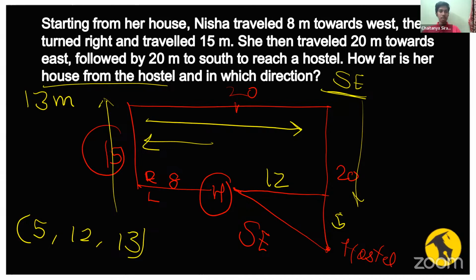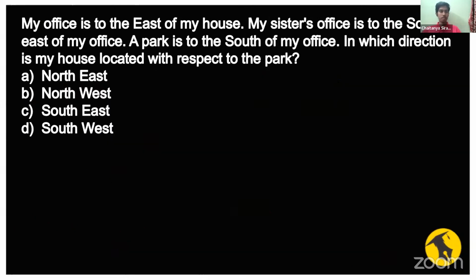Alright, let's move ahead. Okay, this one only asks you for the direction. My office is to the east of my house. So let's say the house is here. So my office would be somewhere here. My sister's office is to the southeast of my office. So the sister's office would be somewhere here.